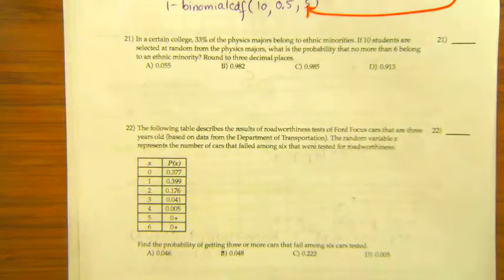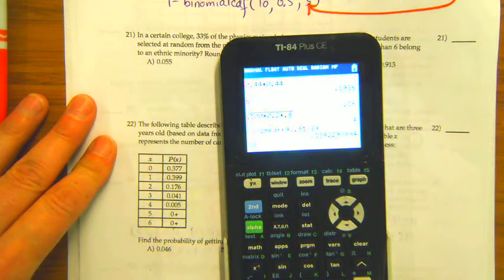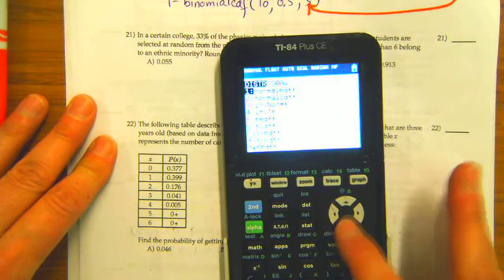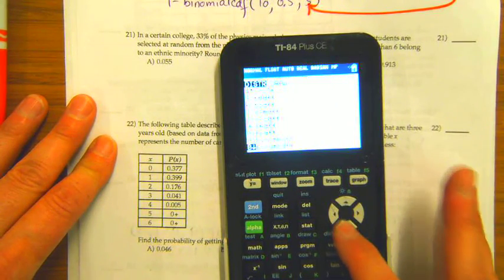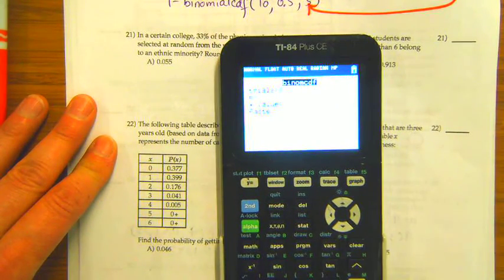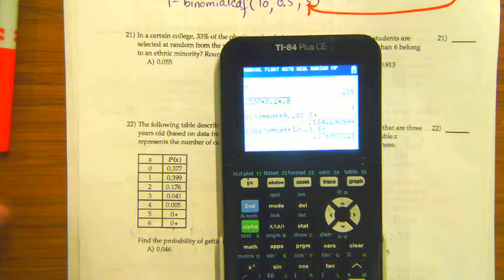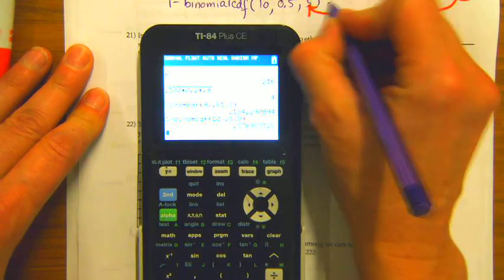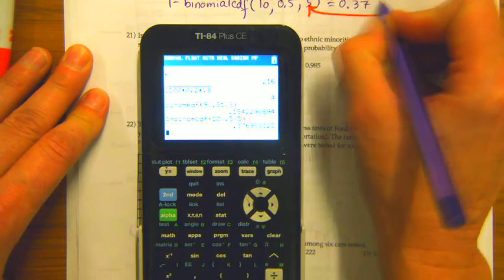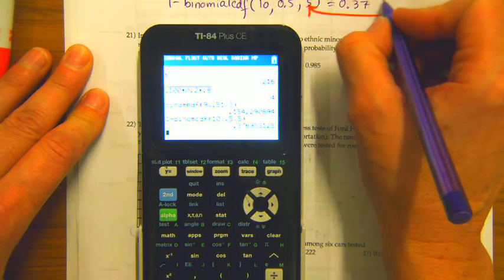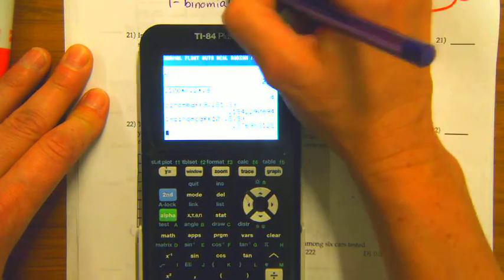Calculating this probability is 1 minus the binomial CDF. Again, trials 10, probability of success is 0.5, and the largest value in here is 5. So 1 minus that is 0.377, rounded to 3 decimals.